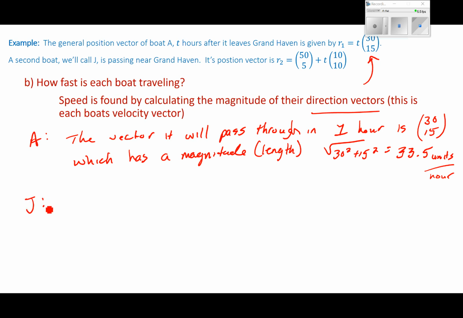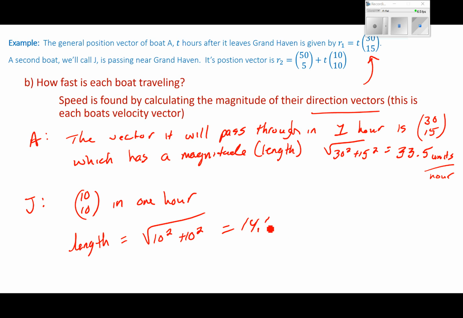Now for boat J, we know that it'll pass through the vector (10, 10) in 1 hour. Its length is the magnitude, the square root of 10 squared plus 10 squared, which equals 14.1 units. And so the speed is 14.1 units per hour.